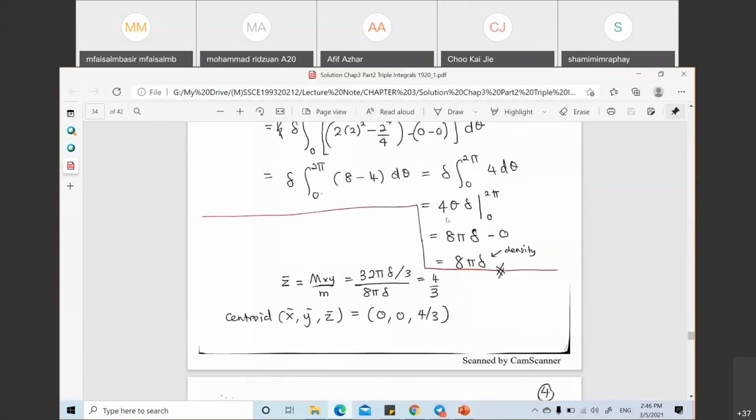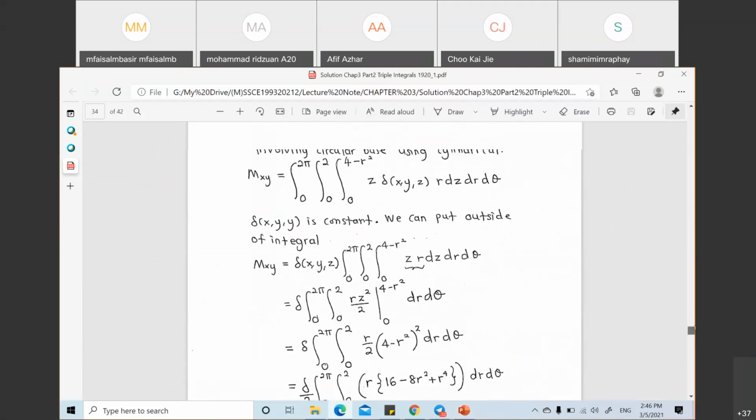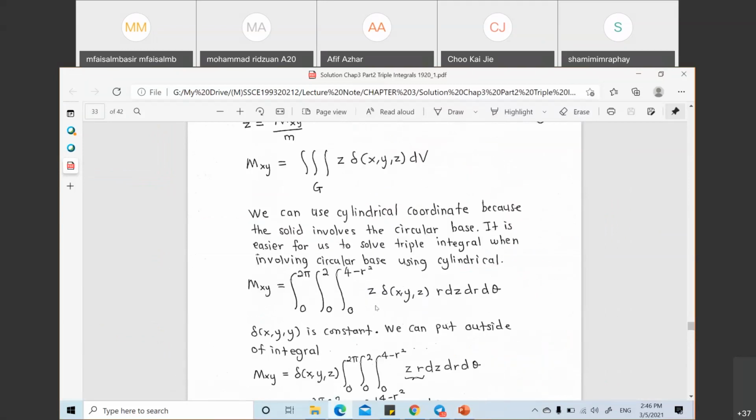You have to try to do the integration. Remember, do inside one first. Then that solution integrate with respect to dr, and that solution with respect to d theta.